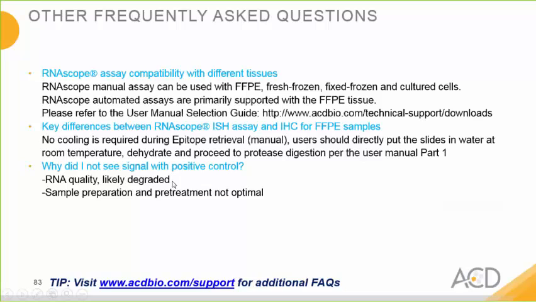And then the most frequently asked question is, why did I not see signal with positive control? It could be due to the sample preparation step, or the pretreatment step is not optimal, as you have seen. Or another likely possibility is it might be RNA quality in your sample.